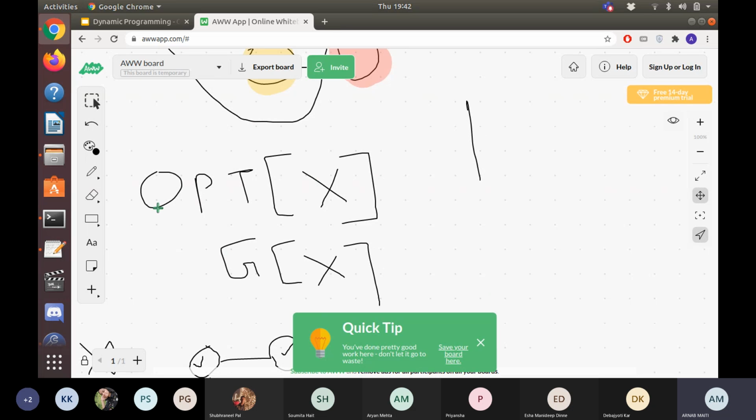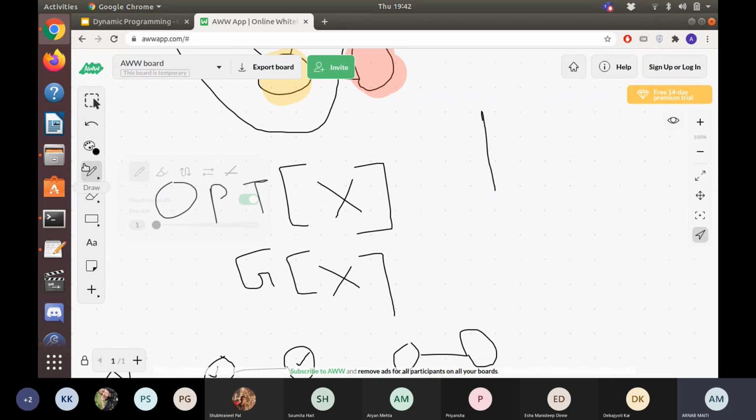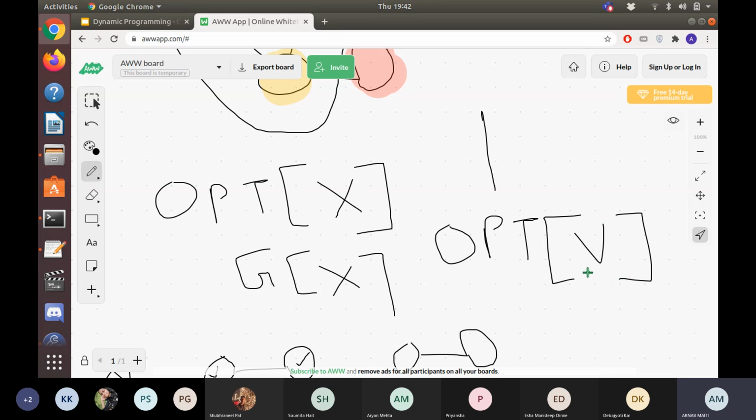So OPT(X) denotes the chromatic number of the induced subgraph on X. Obviously, the chromatic number of the graph is nothing but OPT(V), where V is the set of vertices, because the induced subgraph on V is nothing but the graph itself. So this will give me the solution to the original problem. Okay, so now let's see how we can compute OPT(X).